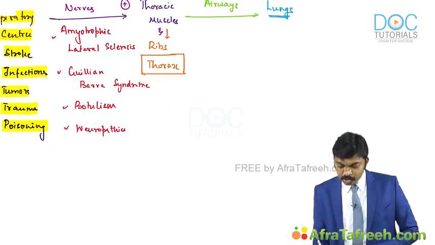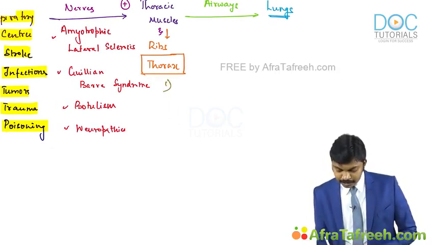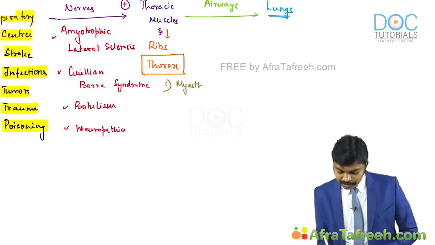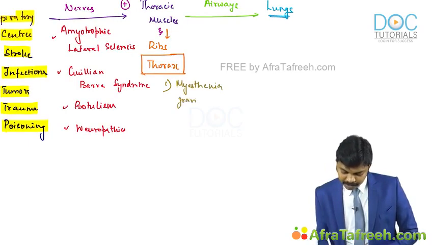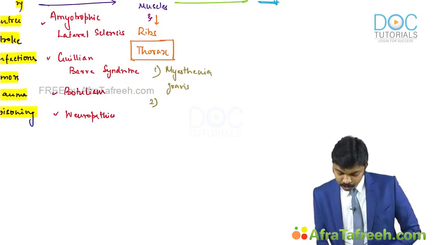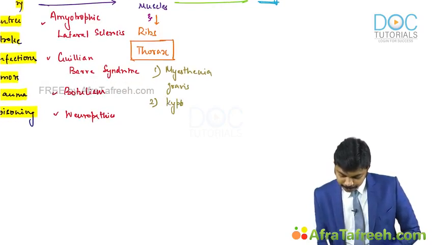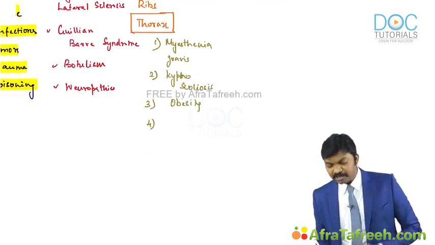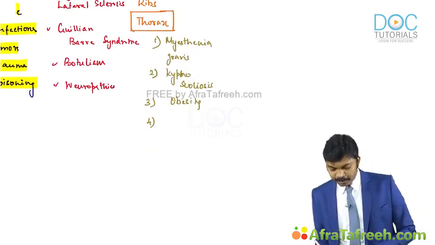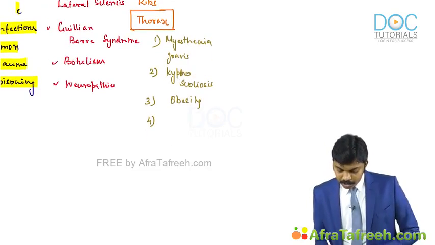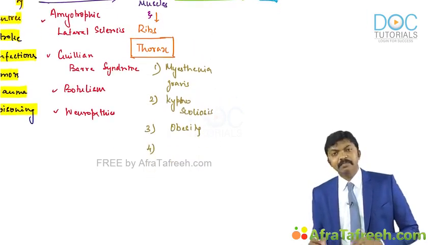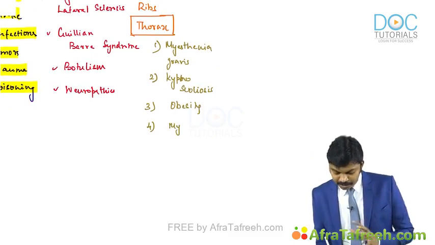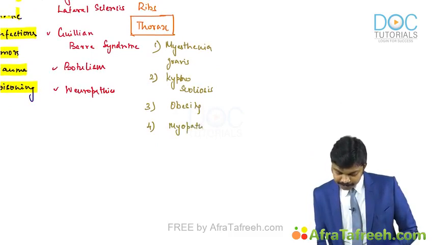When thoracic ribs and muscles are involved by certain disorders, for example, myasthenia gravis of thoracic muscle, myasthenia gravis. Number 2, kyphoscoliosis, ribcage abnormality, morbid obesity, where respiratory muscle finds it very difficult to expand and collapse, okay, morbid obesity, and any kind of muscular disorders as well as skeletal muscle disorders. We'll bring this under one category, that is myopathies.